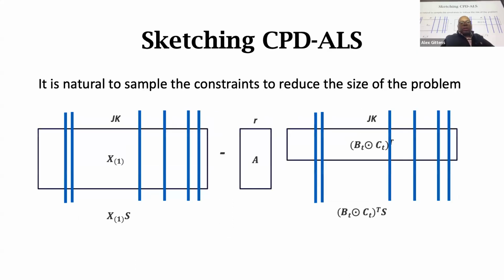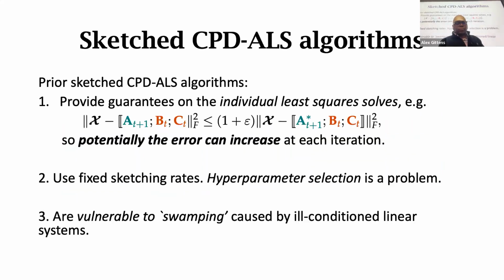So it's natural to consider sketching this problem by selecting subsets of the constraints at every iteration. So every time we have to solve a linear system, we select a new subset of the constraints. Okay, so of course, this is a pretty natural idea. So there have been prior sketched CPD algorithms, and they provide guarantees like the kind that we saw sort of in the introduction.